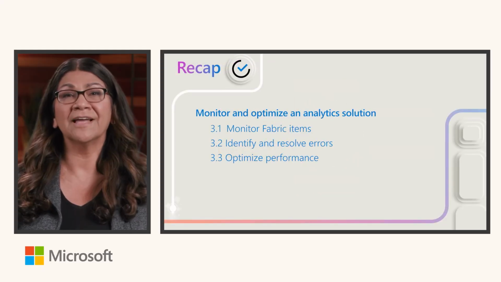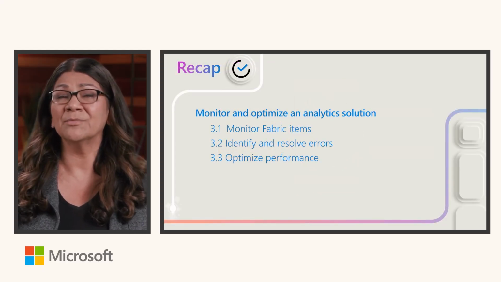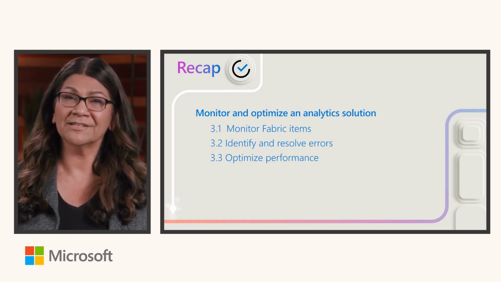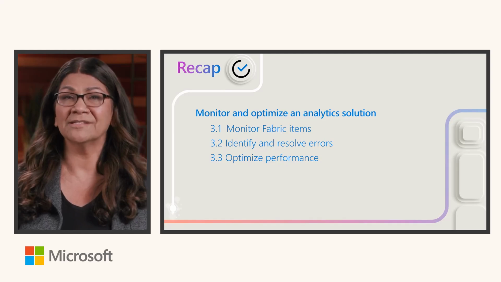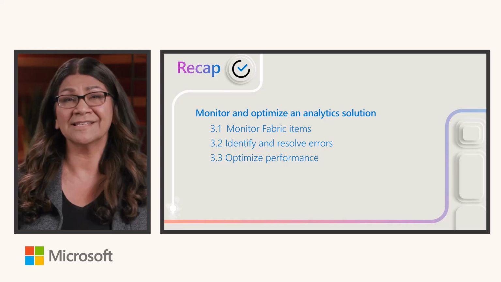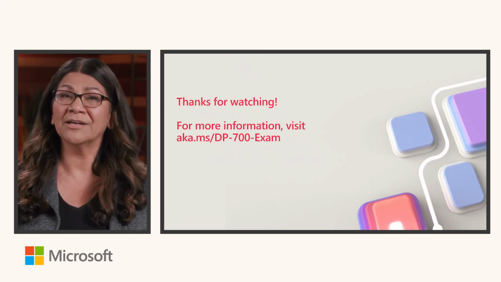To recap, in this episode, we discussed how to monitor Fabric items, identify and resolve errors, and optimize performance. Remember, this group accounts for 30 to 35% of the exam, so keep that in mind when preparing for the exam.